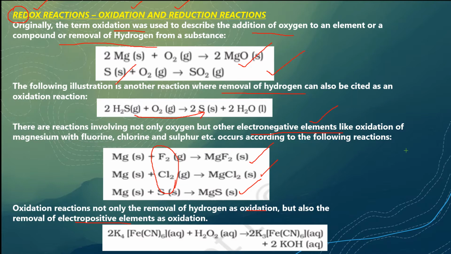So, as I discussed in these reactions, it may be addition of some other electronegative element that also comes under oxidation. In the same way, the removal of any other electropositive element, like if I take K4Fe(CN)6 and after the reaction it changes to K3Fe(CN)6. Now you can see the potassium is decreasing from K4, it has changed to K3. So in the reaction we are basically removing one electropositive atom. That is why this reaction can come under oxidation.